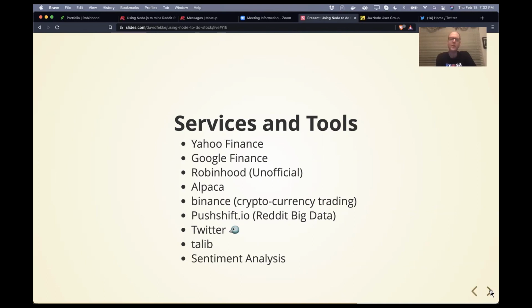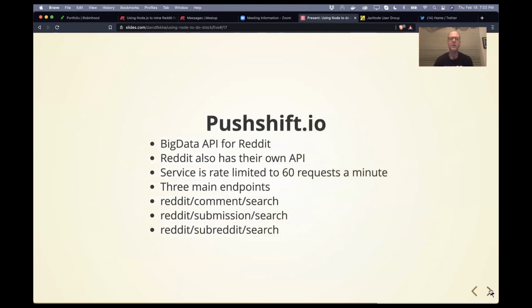There's also a library called TALib, which stands for technical analysis. That lets you take essentially trend data for a stock, and then it'll do some analysis on that and give you results. And then the last part of what I'm going to be demoing today is on sentiment analysis, basically looking at the sentiment of posts and then trying to decide if it's positive or negative. So we're going to take a look at that as well.